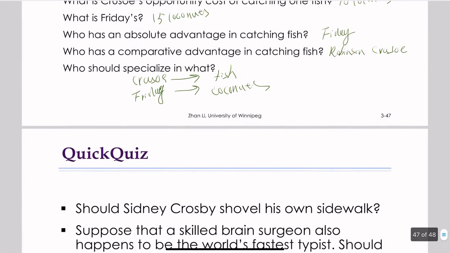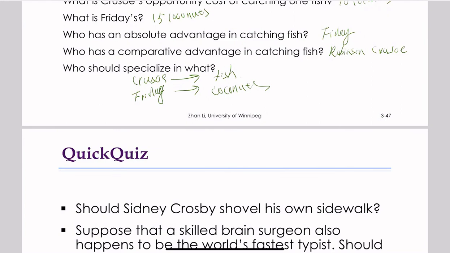So we finished chapter 3. Remember, chapter 3's main topic is comparative advantage. And how do you define comparative advantage? Well, you define comparative advantage using opportunity cost, right?